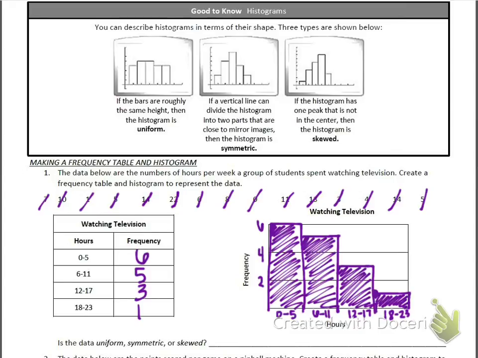Uniform means about the same across the whole way. Does this look about the same across the whole way? No. Symmetric means we can fold it in half and it's about the same. So if I were to fold it in half, does this look symmetric? No. Skewed means that the peak is somewhere besides the center. Is this one skewed? Yes. So we would answer the question, the data is skewed.